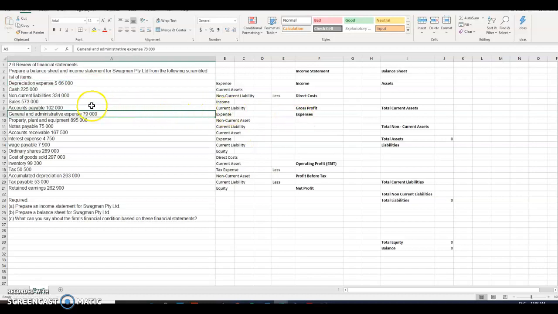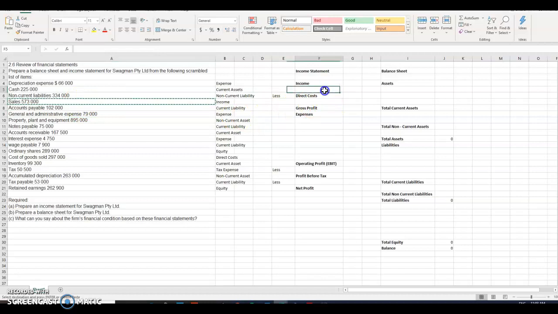I'm going to start with the income statement. So the first thing we have to do is sales, and I'm going to record the amounts here.